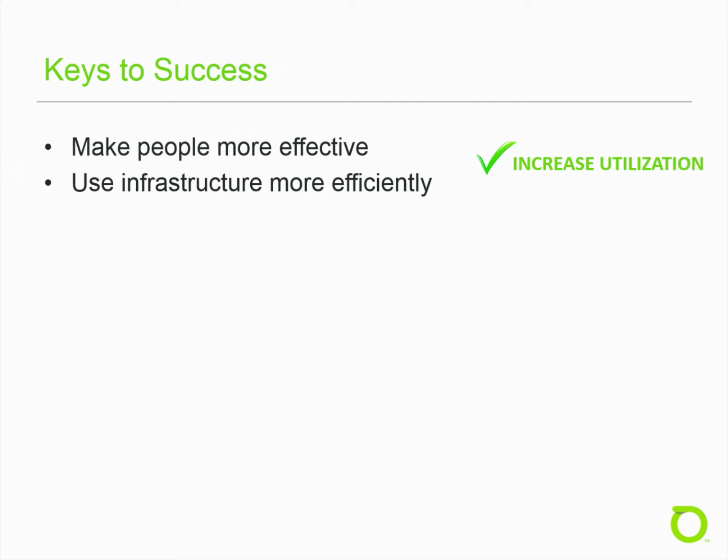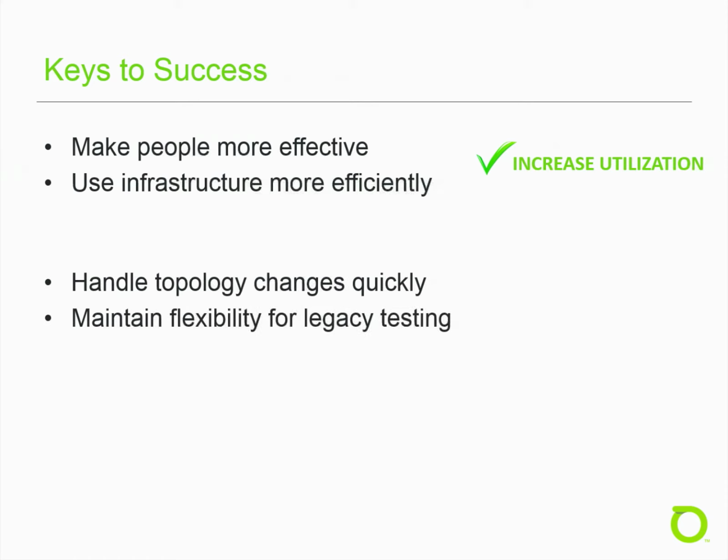The second key to success is to reduce the time it takes to complete test cycles. If we could eliminate making manual topology changes through automation and reduce the wait time for test tools to become available, not only would this reduce the time to test, but it would also make the lab generally more efficient.